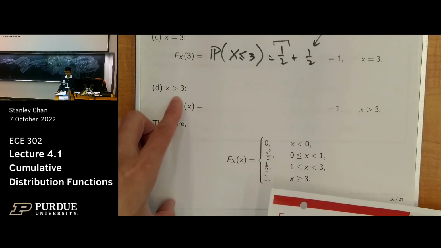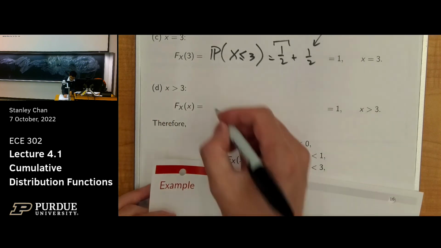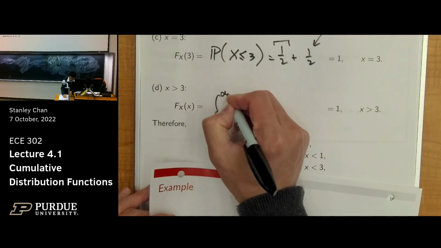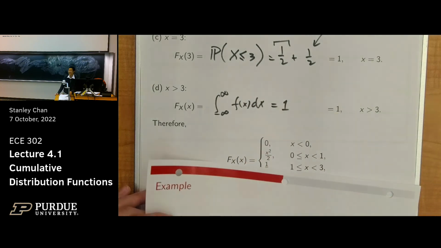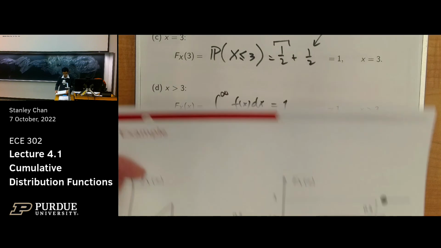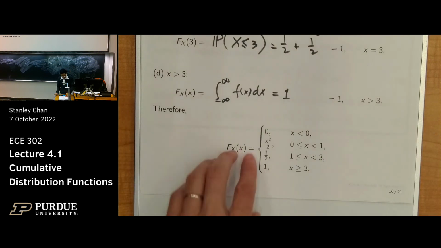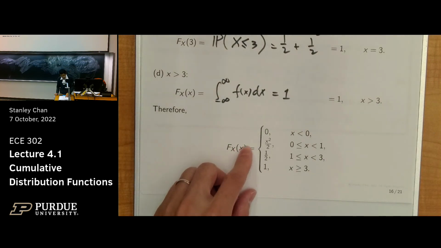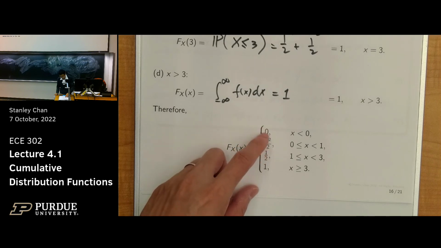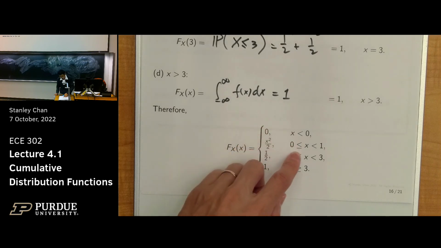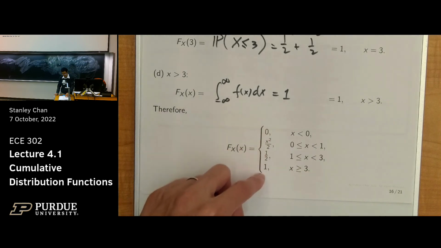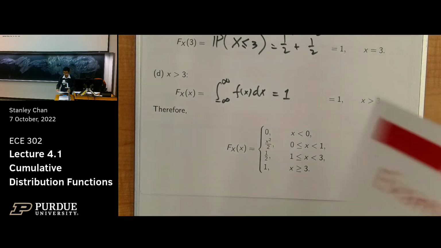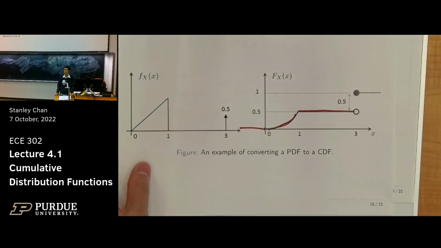Now, when x is bigger than 3, you don't have to do anything. You just integrate from -infinity to infinity of f(x) dx. That will just give you 1. That's very easy. Okay, so then you can write down, this is the CDF. The CDF has 4 ranges: less than 0, between 0 and 1, 1 and 3, and bigger than or equal to 3. So you have 4 segments, and each one has a value, which corresponds to this plot.